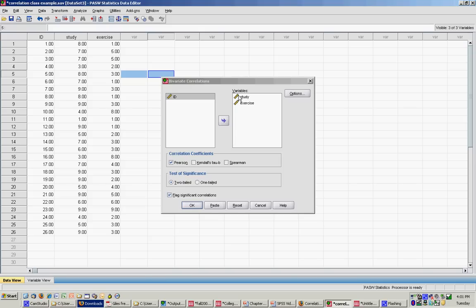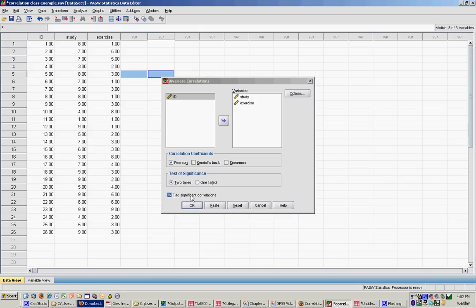and you see that I've moved my two variables over, study and exercise, into the variables list, and I want to do a Pearson correlation. You recall from our class discussion that there are ways to do Spearman correlation for ordinal data, Kendall's tau for nominal data. My significance test is going to be two-tailed. I'm not going to specify a direction in my hypothesis. I'm just going to say that the number of hours studying and the number of hours exercising will be related.